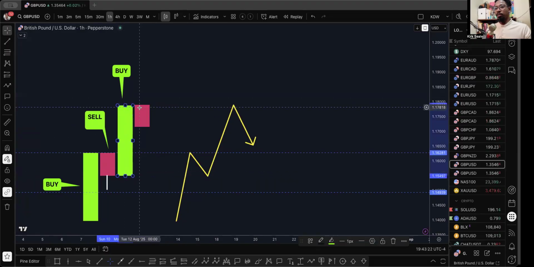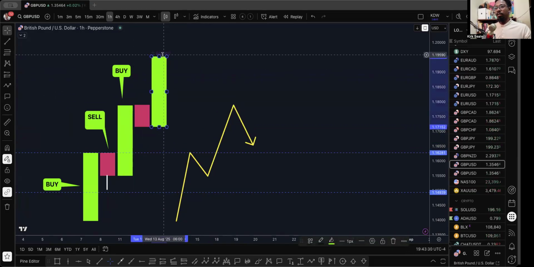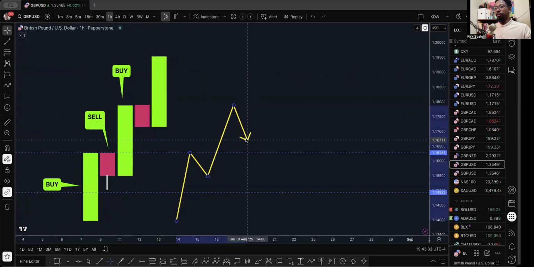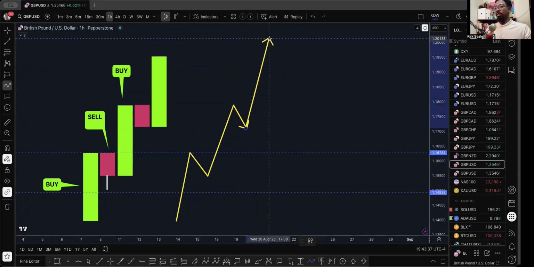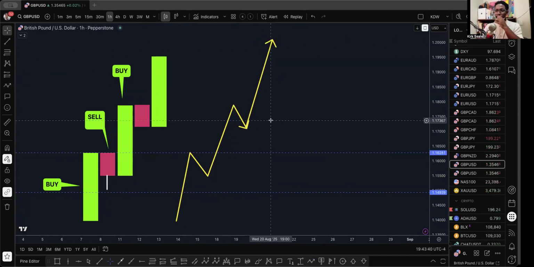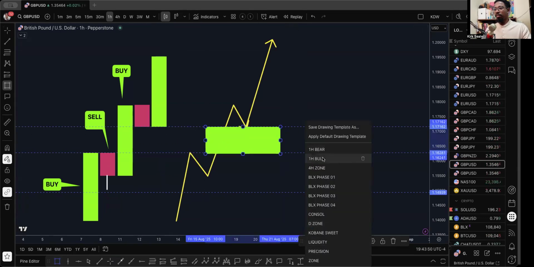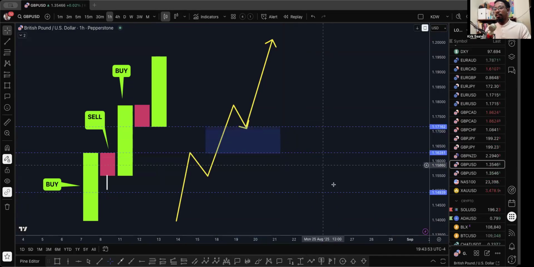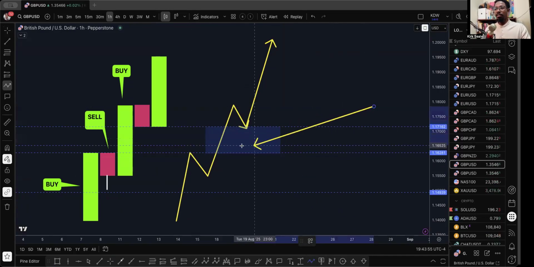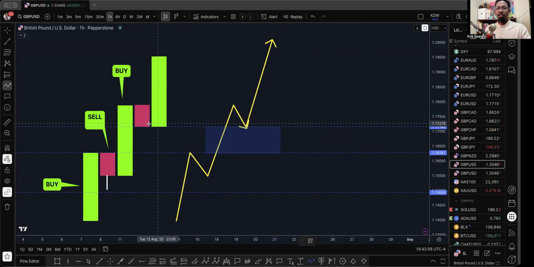So price going up, boom, comes back down. And then goes back up. All right, so price came here and then continue going up. All right, so follow these blue lines. This space right here, that is the imbalance. This space is the imbalance.